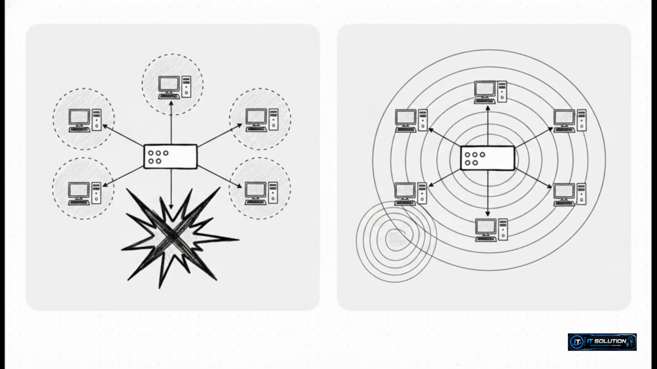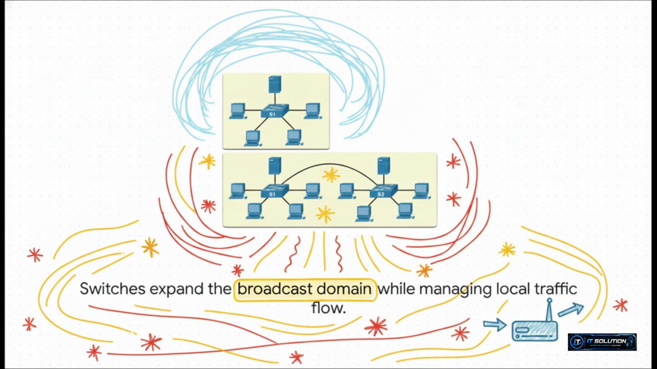However, while switches kill collisions, they do absolutely nothing to stop broadcasts. By default, a switch will flood a broadcast frame out of all other ports, meaning it actually extends the broadcast domain. As you can see, connecting multiple switches together provides massive port density, which is awesome for scaling up the LAN. But you've got to remember that all those devices still share one giant, noisy broadcast domain.